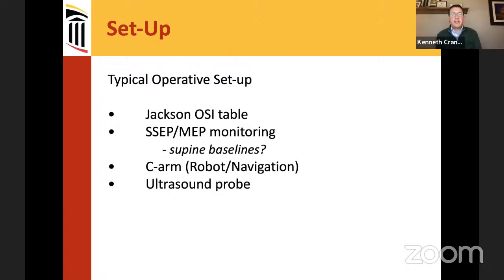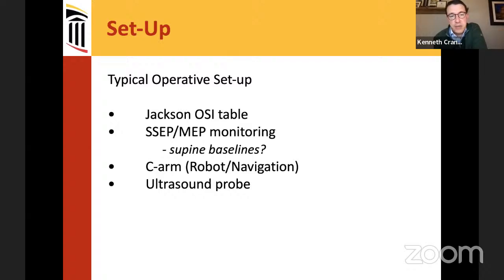So a Jackson OSI table is radiolucent and gives us good views for both instrumentation placement as well as localization, which we'll talk about in a minute. We monitor all these patients with SSEPs and motor evoked potentials. And we always get supine baselines, because a lot of these patients are unstable for one reason or another, so we can see if positioning causes any changes.